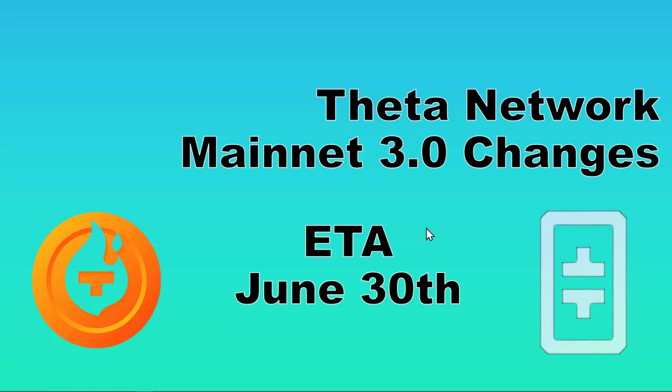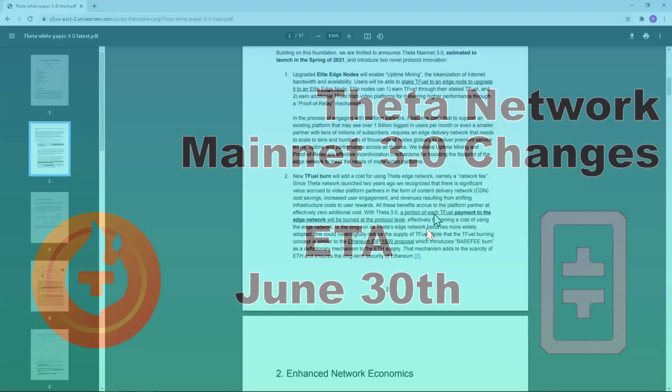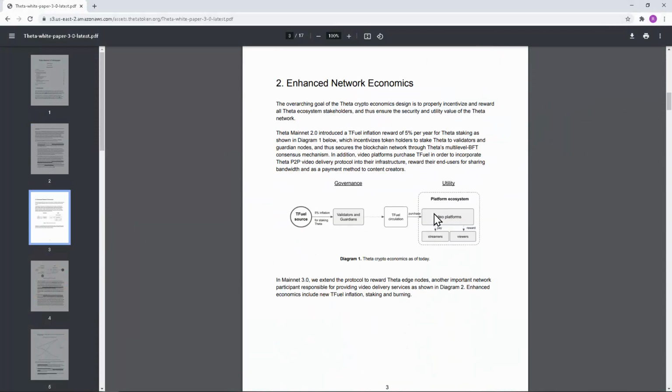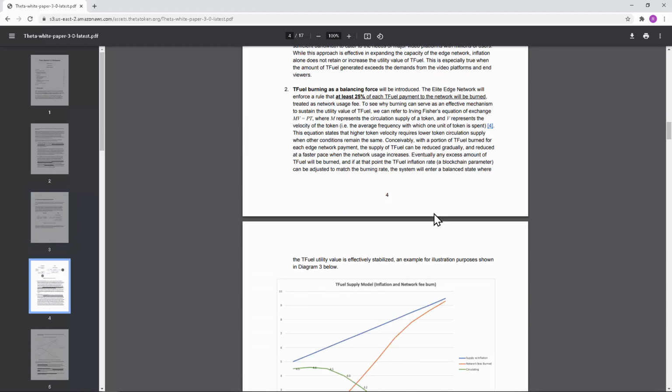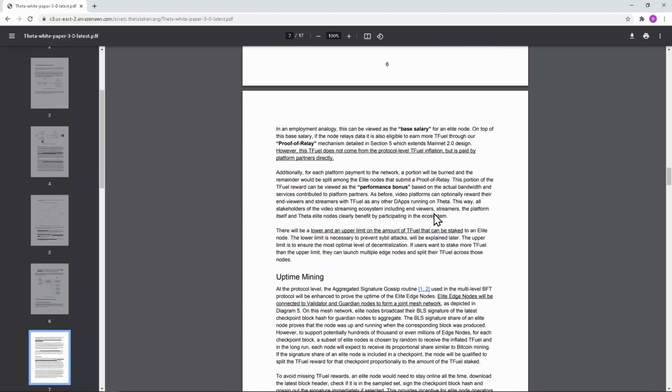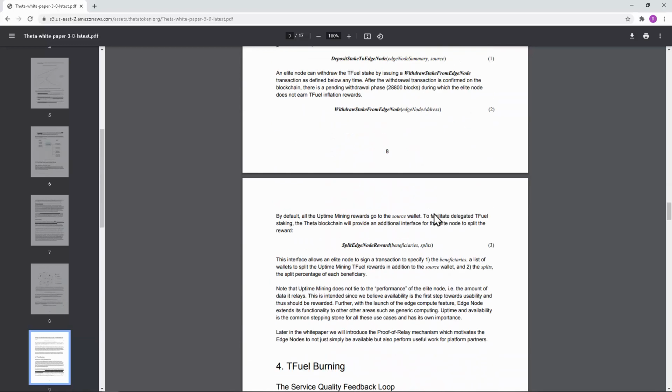As I showed, the bulk of the document contains the two core changes: the changes to the T-fuel inflation and staking aspects, and the new T-fuel burn. I'll leave a link below to the rest of the document. However, it goes over things like attack vector analysis, leeching, and different types of malicious streaming attacks that could happen on the network, as well as the methods the system is using to try to counteract those.